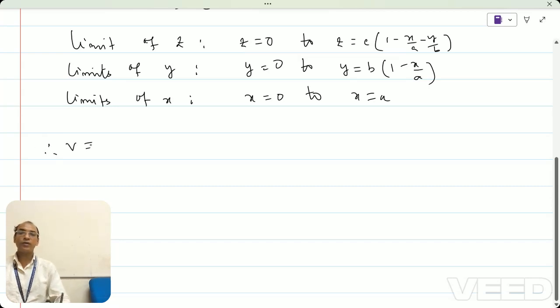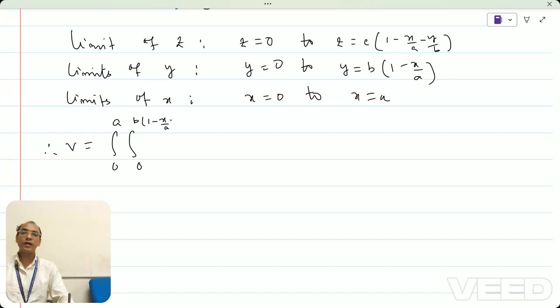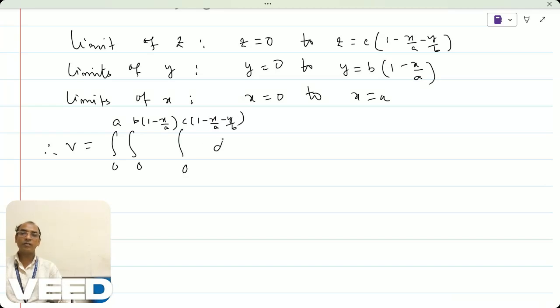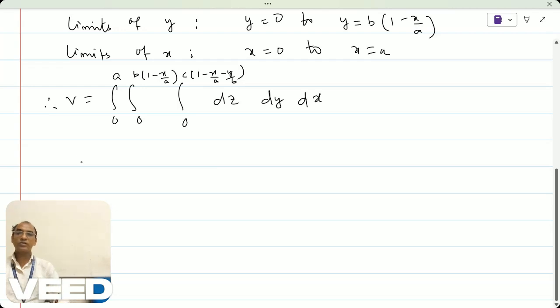Therefore, V equals the integration from 0 to a, integration from 0 to b into 1 minus x by a, integration from 0 to c into 1 minus x by a minus y by b, and I will integrate first dz, then I will go for dy, then I will integrate with respect to x. So this is my volume integral.